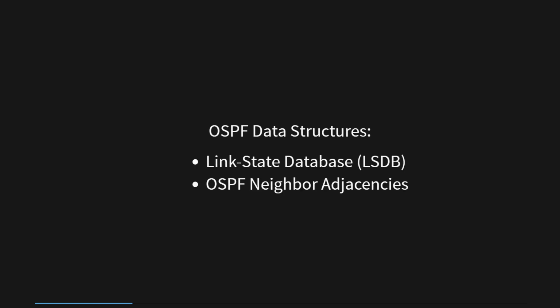In OSPF, Open Shortest Path First, routing protocol, there are two crucial data structures, the Link State Database, LSDB, and OSPF Neighbor Adjacencies. The Link State Database is maintained by each OSPF router and contains comprehensive information about the state of all the links in the network. This data allows routers to create a topology map and calculate the shortest path to reach any given destination efficiently.